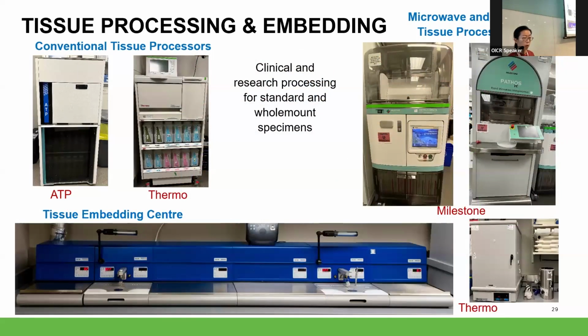In order to process all these huge specimens, we have various types of tissue processors. We have these microwave and hybrid tissue processors, as well as the regular ones, and the tissue embedding center as shown here. All of these standardized protocols have been approved by the anatomic pathology at Sunnybrook for both research and clinical diagnostic specimens.